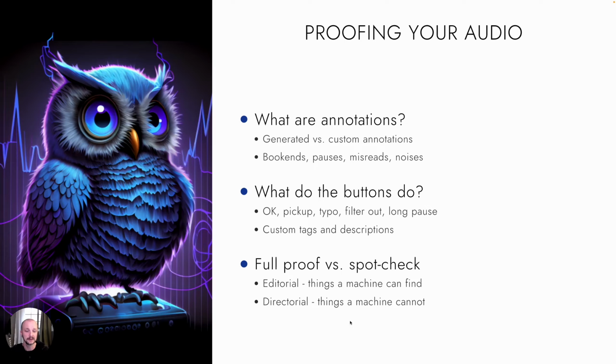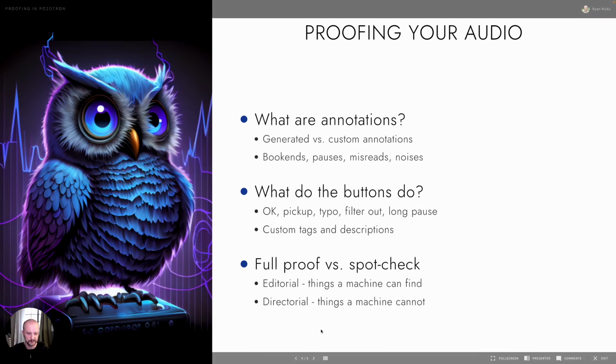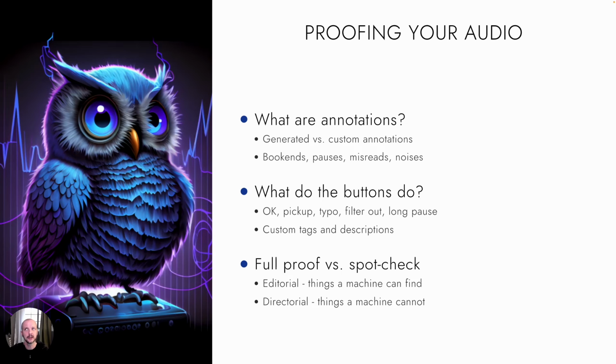automatically generated ones. And so the full proof is front to back with everything, and the spot check is just going through what Pozitron has highlighted as something to listen for and deciding whether or not that's a misread or something that needs to be fixed. A spot check would be more along the line of a spelling and grammar check for a document that you're working on, just looking for the underlying things and deciding what to do with them. And a full proof on a document would be like a full edit, kind of as an analogy.